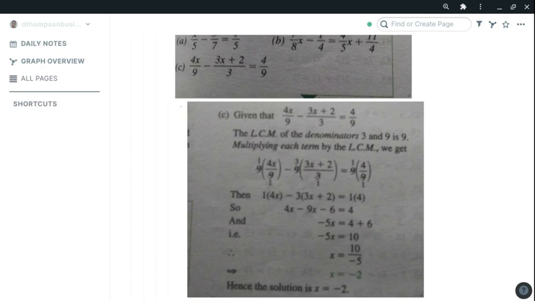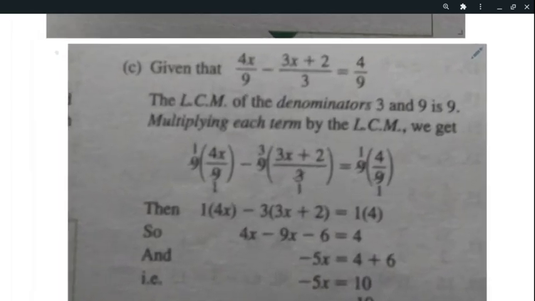Why are there 9s everywhere? Because you times it by 9 to kill the denominator.